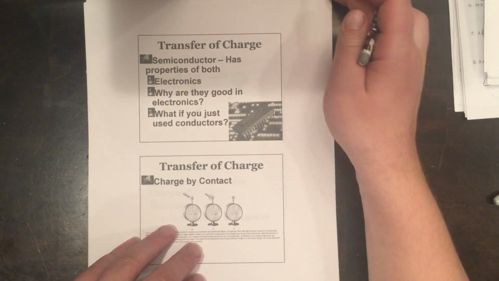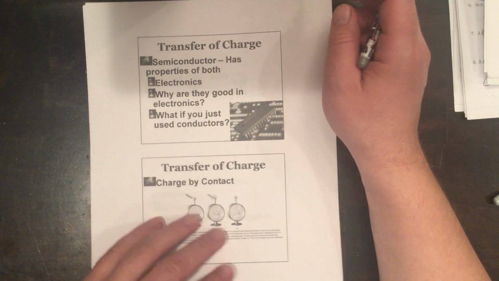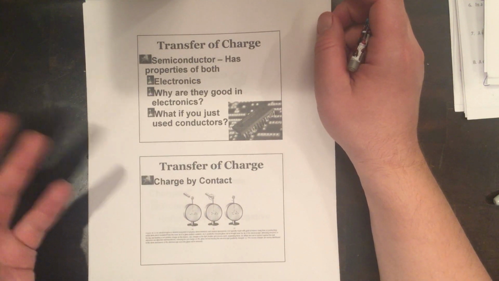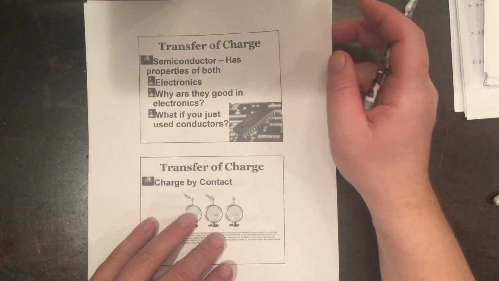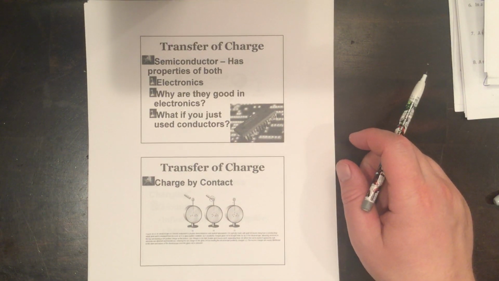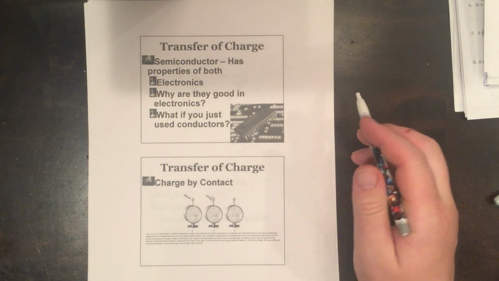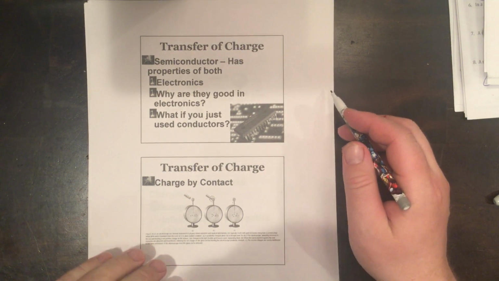Semiconductor, we use semiconductors in electronics. What if we just used conductors? Well, it would just constantly conduct electricity. We'd have no way of really controlling that. Now here comes the transfer of charge. I already mentioned something about that with the balloon and how it's an insulator.